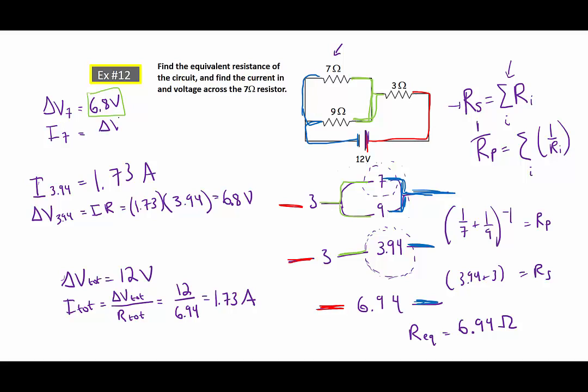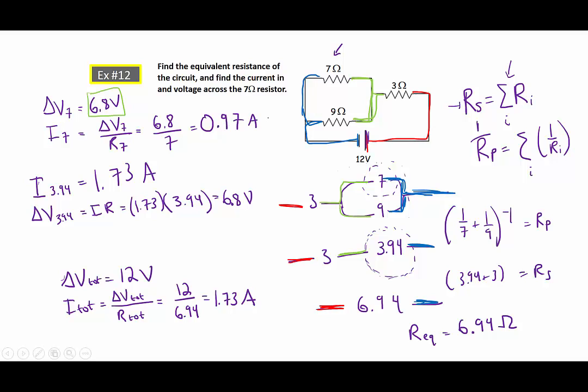So I take my voltage drop at the 7 ohm resistor divided by the resistance of that 7 ohm resistor, and I've got 6.8 volts being applied across a resistance of 7 ohms. We're going to get 0.97 amps.